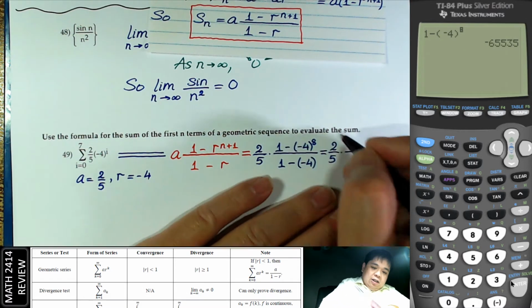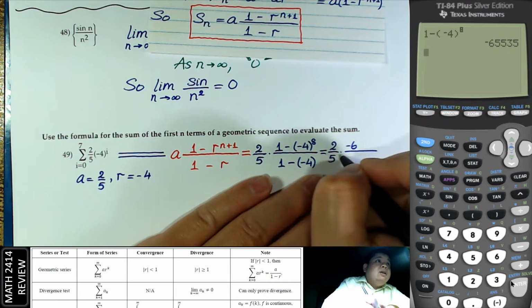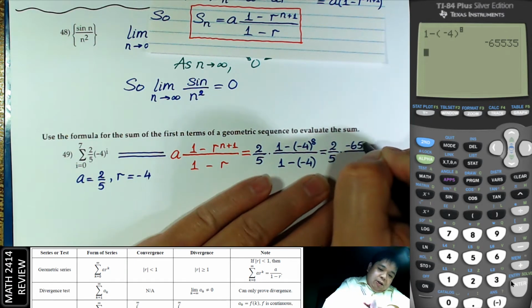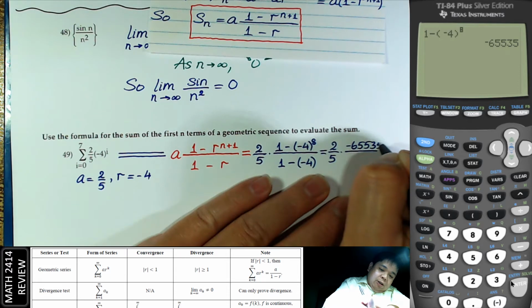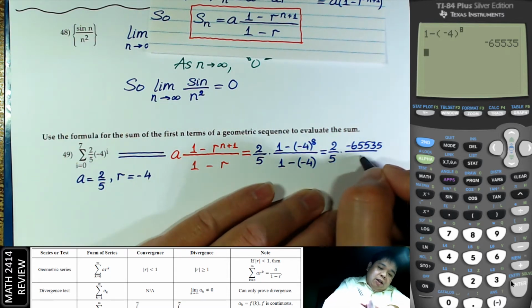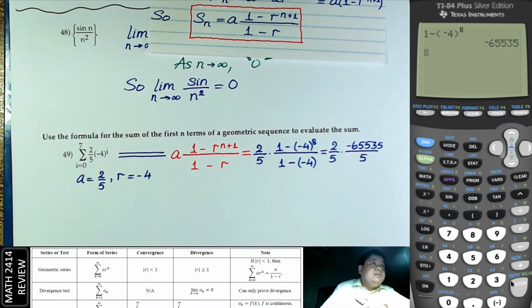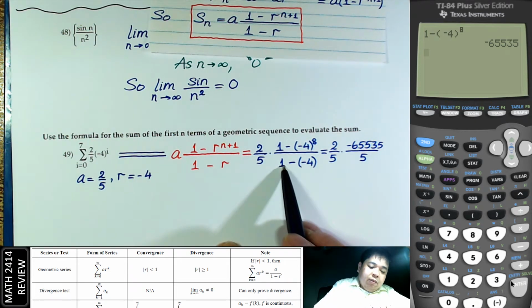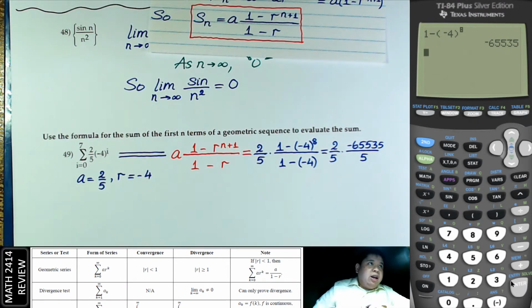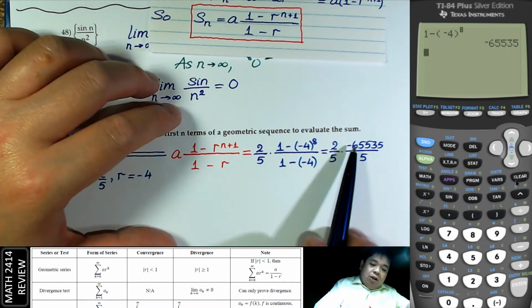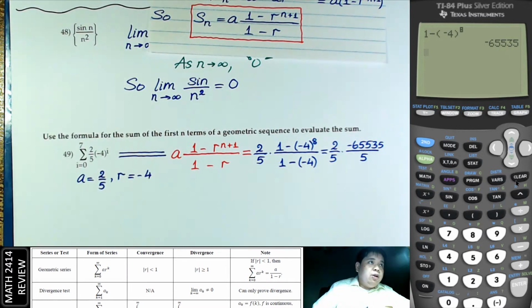We have that 6, 5, 5, 3, 5. Bottom is, that is 5, right? 1 minus negative 4, so that plus 5. Right, and we just divide this by, okay. So the top we multiply that by 2. And then divide by 25.